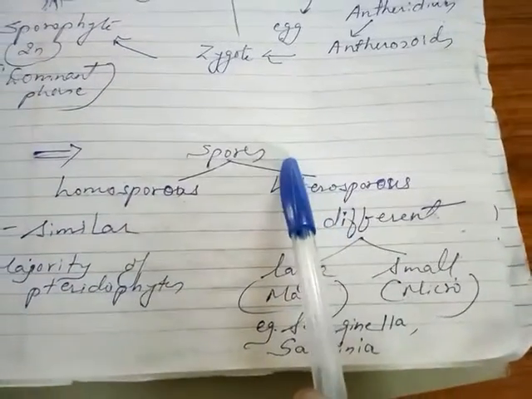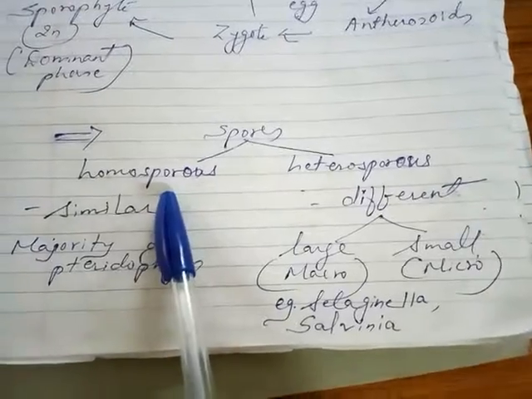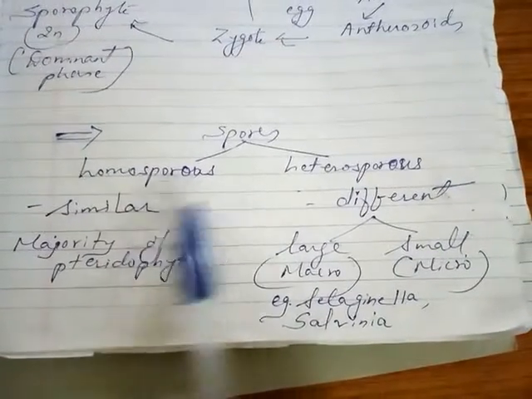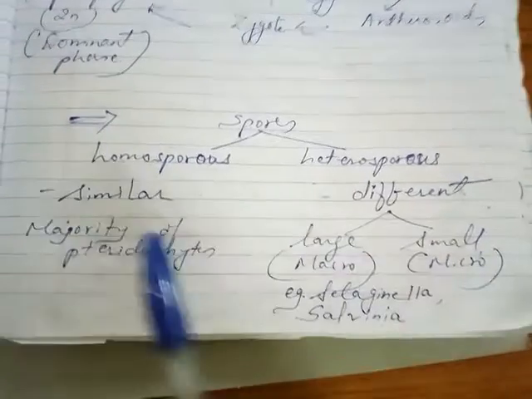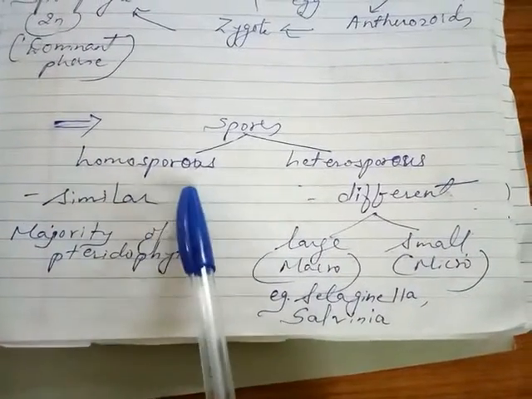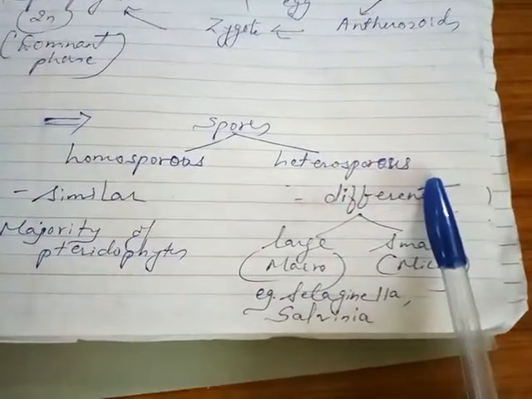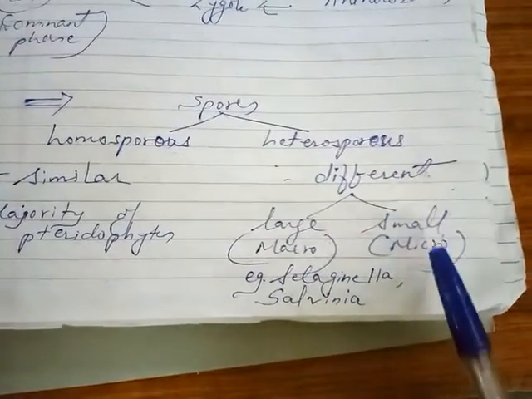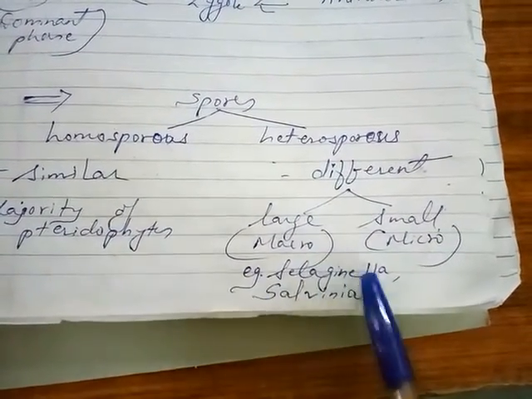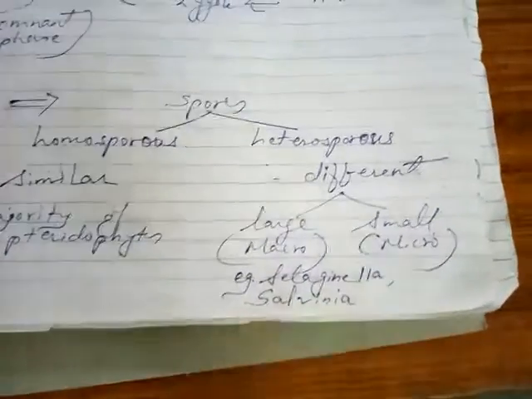Now in this case, the spores are of two types in pteridophytes. Either they are homosporous, similar in shape and size, or heterosporous, different in shape and size. Majority of the pteridophytes are homosporous, while heterosporous ones have large or macrospores and small or microspores, for example Selaginella, Salvinia.